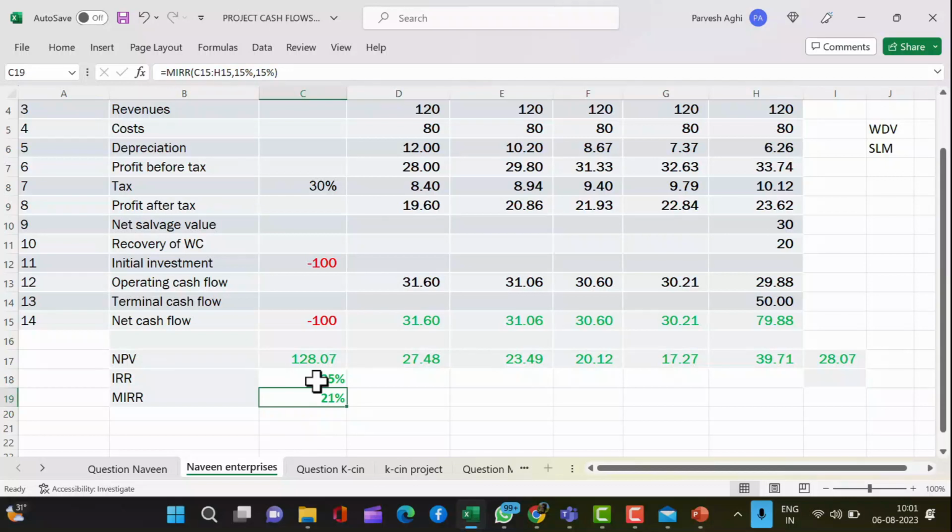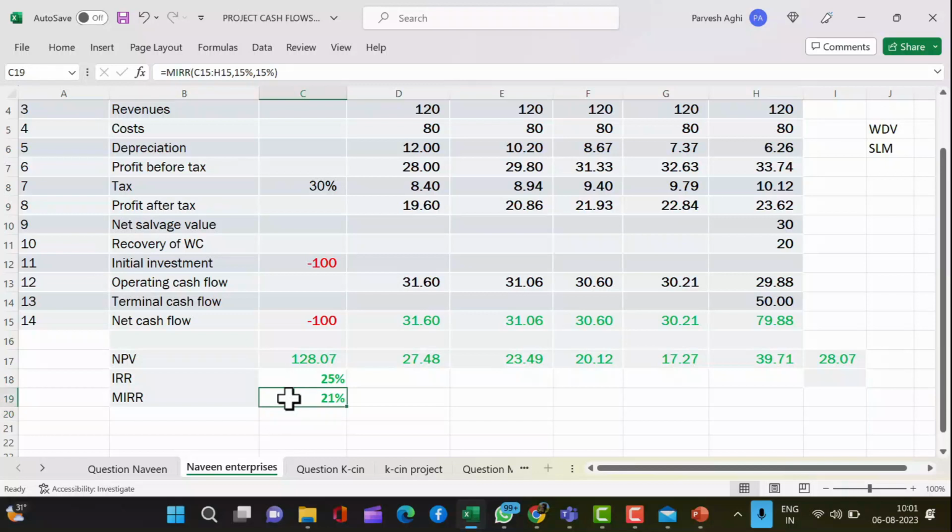So that's why the MIRR has fallen, okay? Because the 25% return assumed that all these cash inflows were getting reinvested into the same project. But here I am assuming that the cash flows generated by the existing project are getting redeployed into a new project which is generating a return equivalent to 15%. So that's why the MIRR has fallen to 21%.